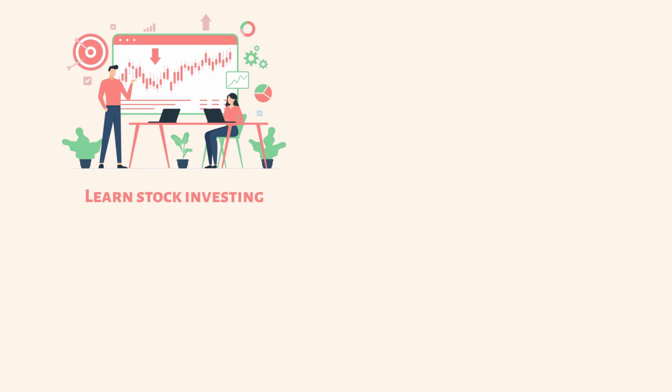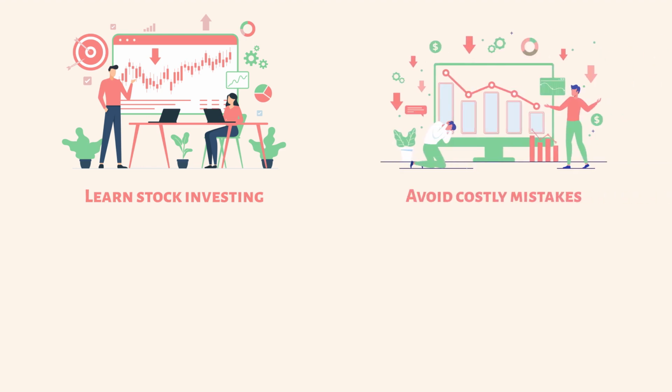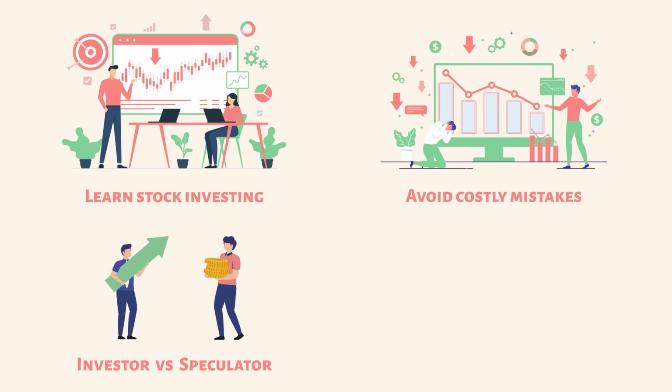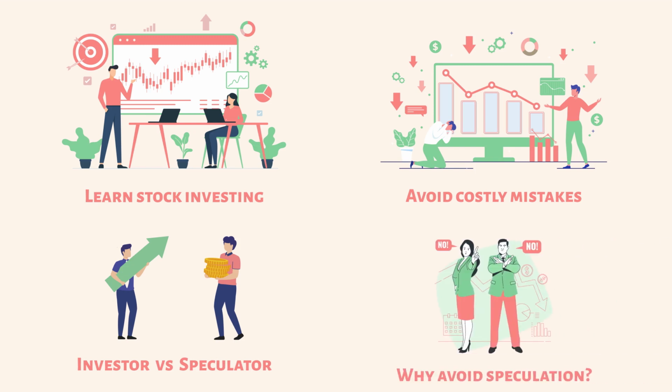In this lesson, we covered these 4 objectives. First, why it's essential to learn stock investing. Because we do not want to lose our money. Second was, how can financial education help us avoid costly mistakes? Because it provides us with knowledge, skill, and the mindset to manage our investment effectively. Third, we learned the difference between a speculator and an investor. And the fourth was, why should we avoid speculation?